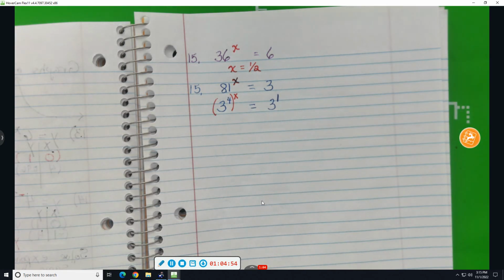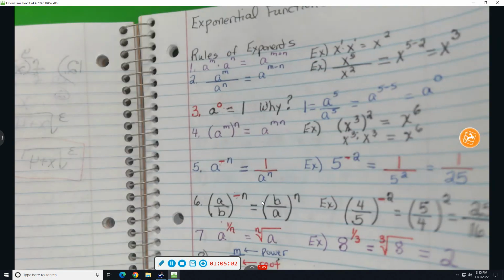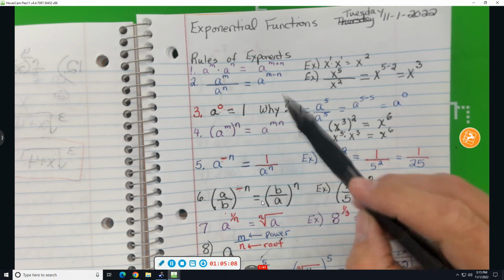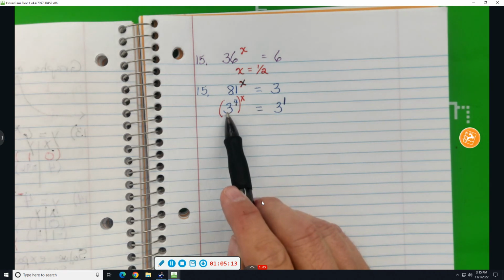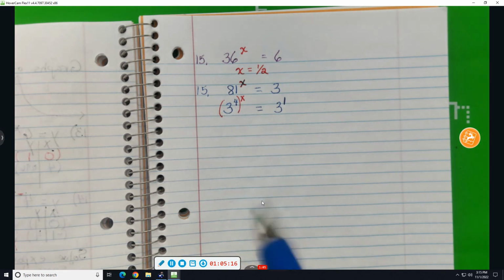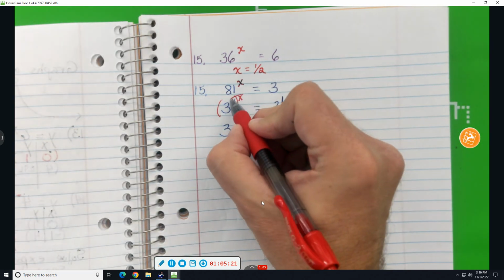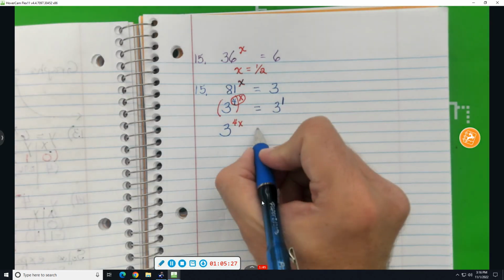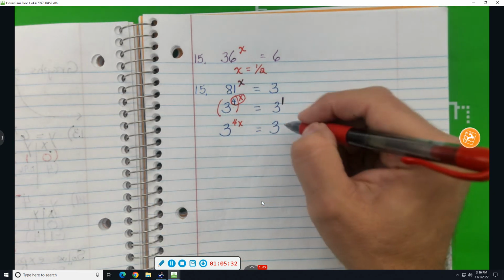So we're finally about to use a rule that I stated at the beginning of this ordeal, and we hadn't actually used it. To raise one power to another, you multiply the exponents. So I'm about to rewrite this 3 to the 4th to the x as 3 to the 4x equals 3 to the 1.